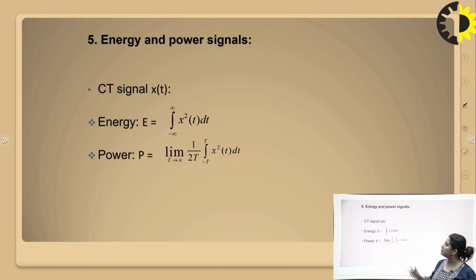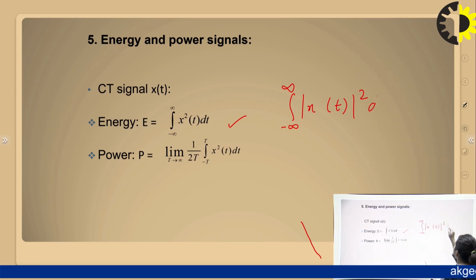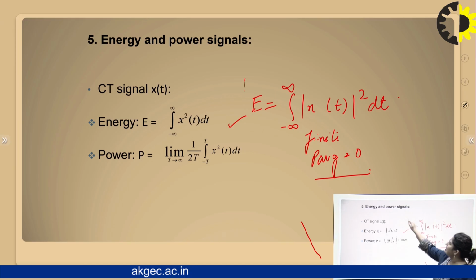So, in a continuous time signal, we have the energy formula, which is given by the integration of the magnitude of x(t) squared, dt, from minus infinity to infinity. So we can write energy as the integral from minus infinity to infinity. You can also write it like this, or like this, magnitude of x(t) squared dt. By this we can calculate the energy of a particular signal. In this case, if the energy is finite, then the average power is 0. This is the first classification.